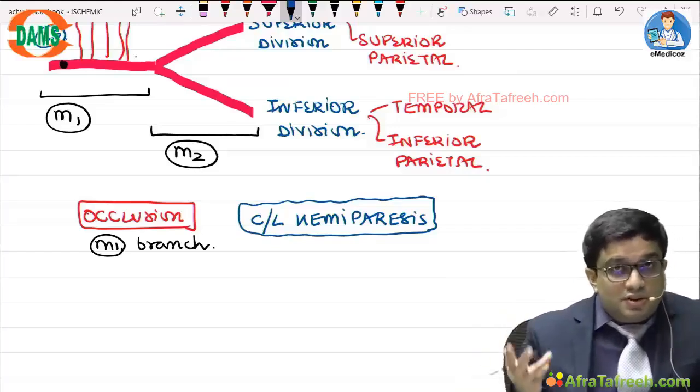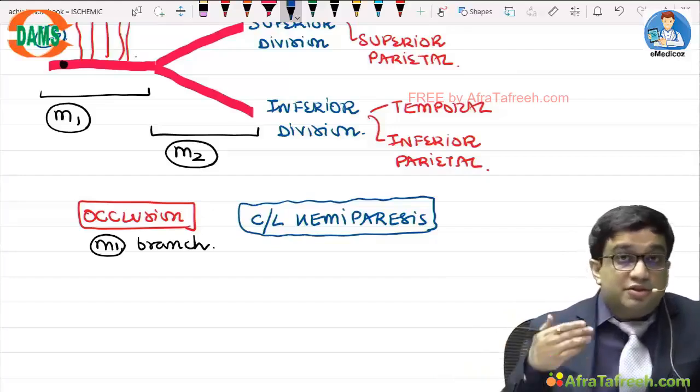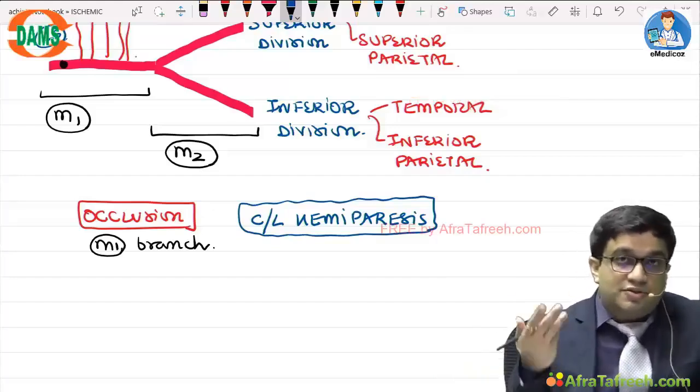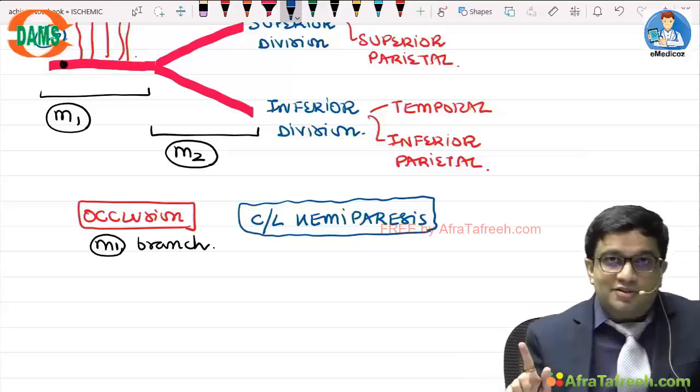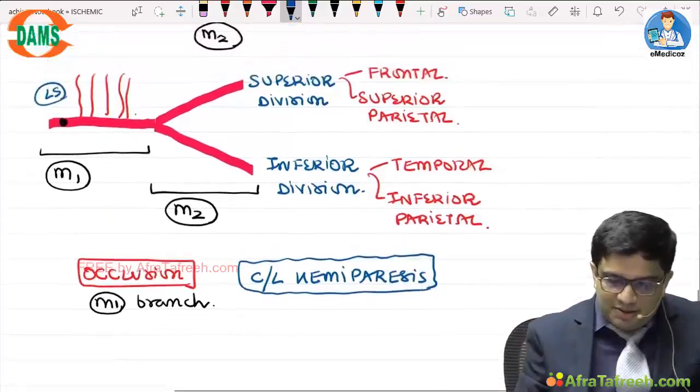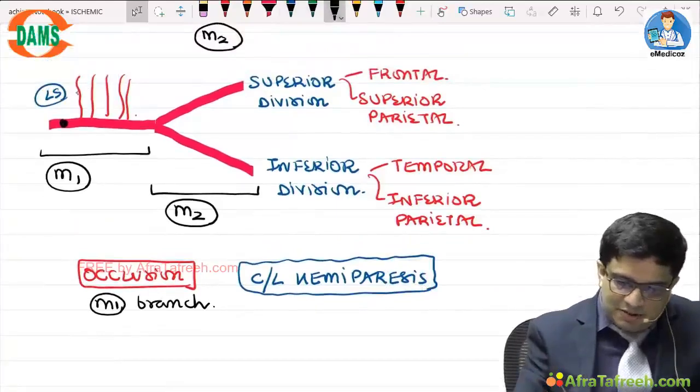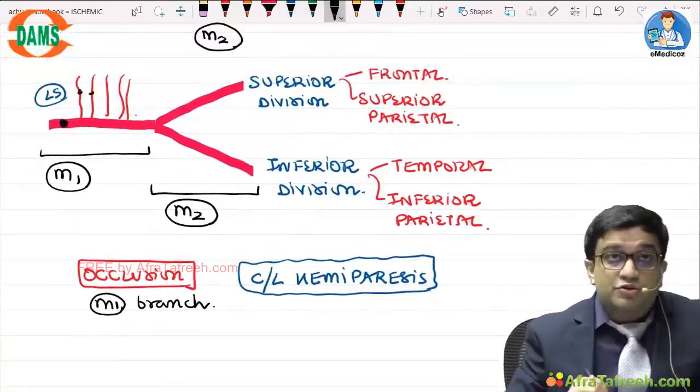Now there's a term hemiparesis and there was a term dense hemiparesis which we have read somewhere in the internal capsule. Okay, so I'm not writing dense because for dense hemiparesis there has to be a specific occlusion of these lenticulostriate branches.